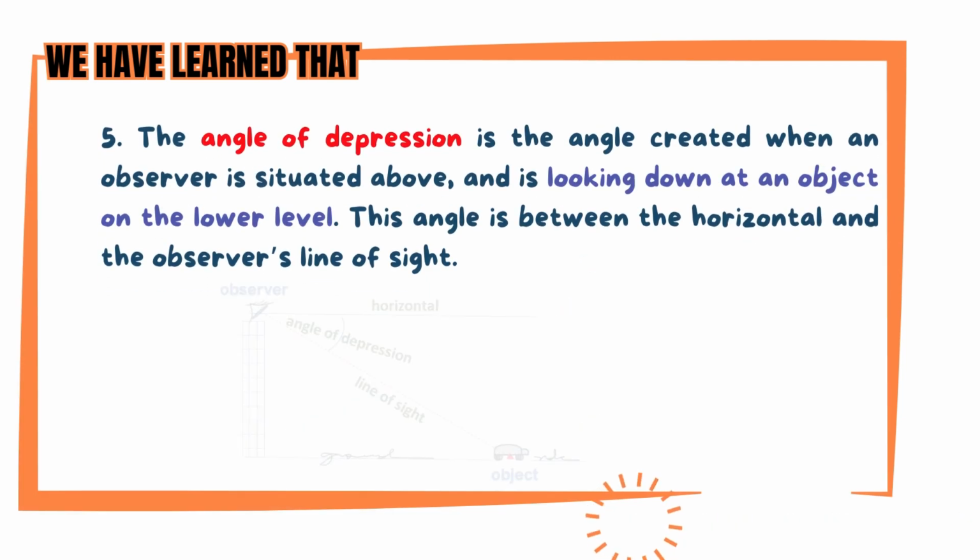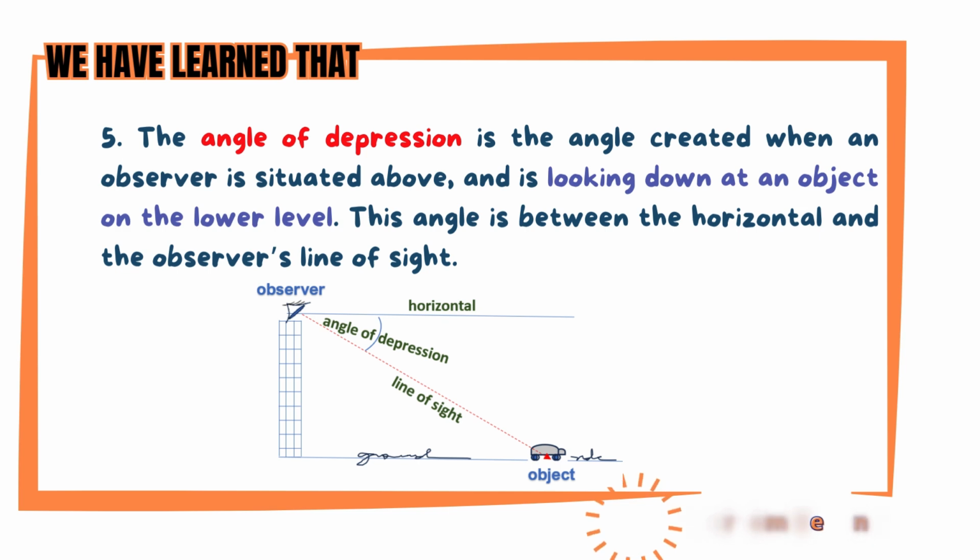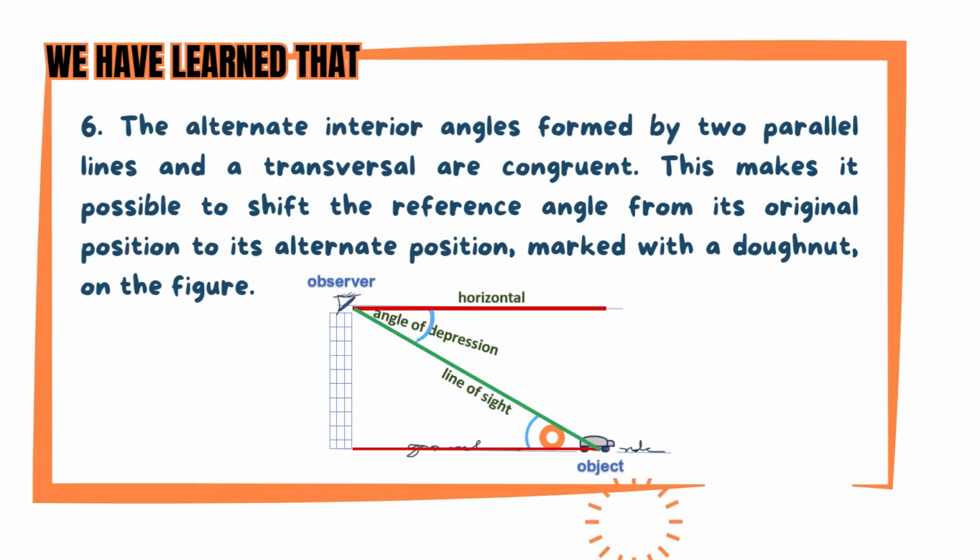Fifth, the angle of depression is the angle created when an observer is situated above and is looking down at an object on the lower level. This angle is between the horizontal and the observer's line of sight. Sixth, the alternate interior angles formed by two parallel lines and a transversal are congruent. This makes it possible to shift the reference angle, the angle of depression, from its original position to its alternate position, marked with a donut on the figure.